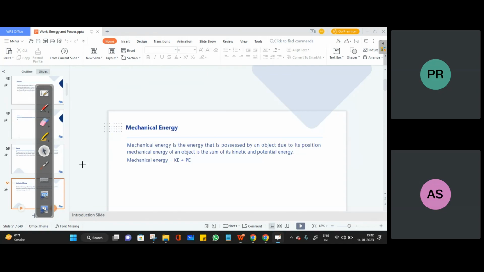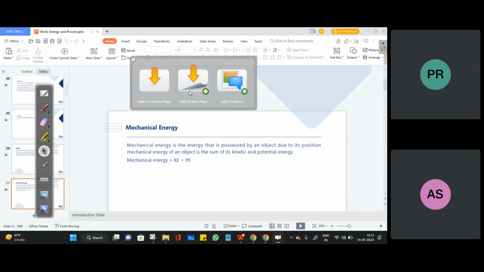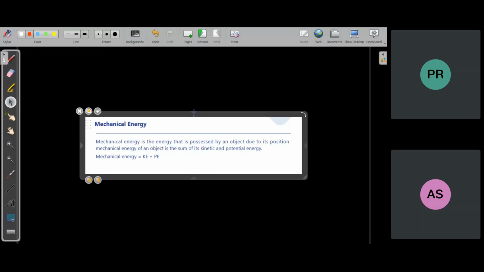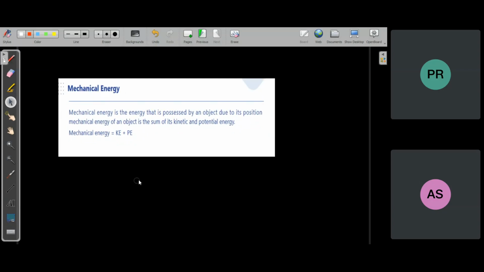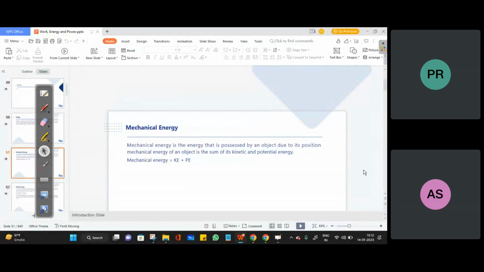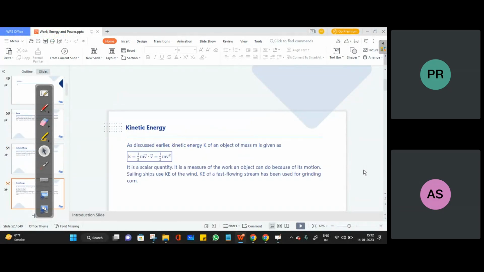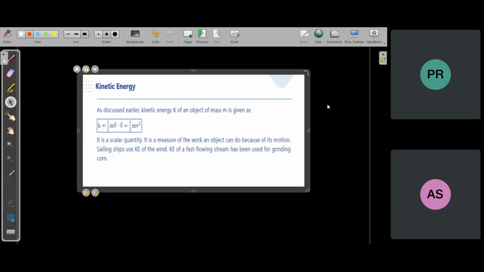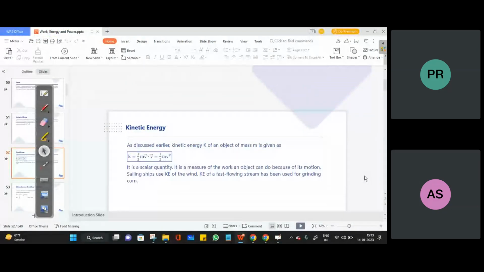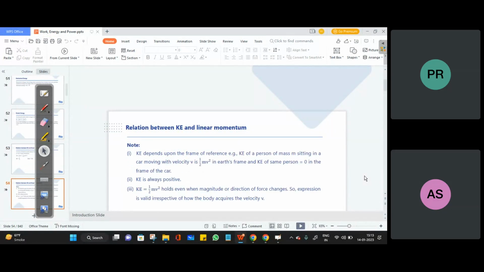Okay. So now let's talk about mechanical energy. Mechanical energy of a body, or a system, is simply the sum of total kinetic energy plus total potential energy. Sir, what is potential energy? So we are going to talk about that. Till now we have not covered potential energy. I just gave you a formula, but now we'll see. Kinetic energy we already discussed in the last class.